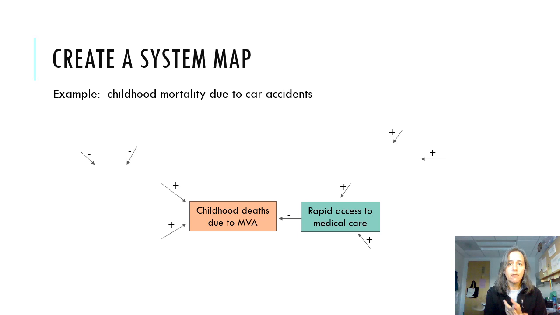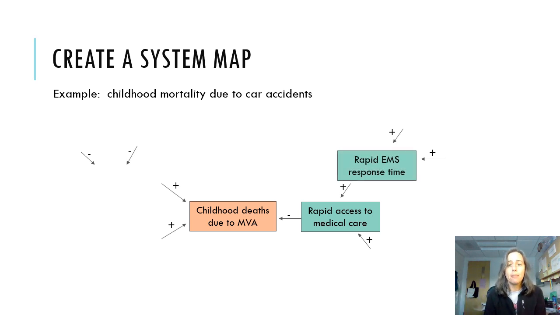Because if they're in cardiac arrest, you want to resuscitate them. If they're bleeding, you want to control the bleeding and give them blood products or whatever else it may be. Getting access to care rapidly makes a big difference. So this is a very strong influence. Then I want to say, okay, what are the things that influence rapid access to medical care, right? What are the things that impact that?